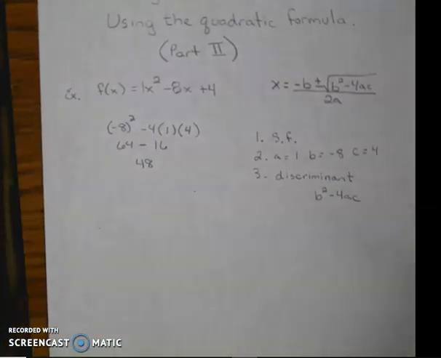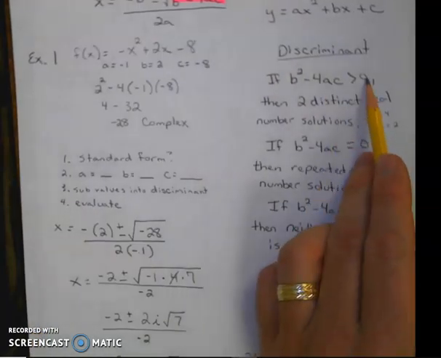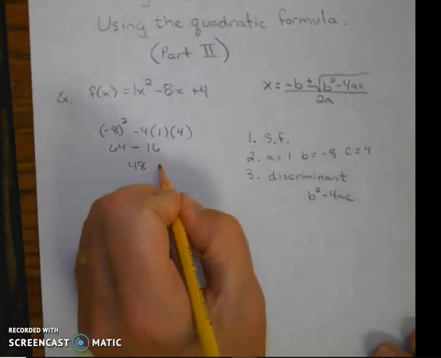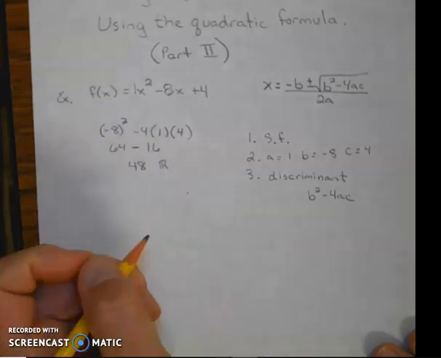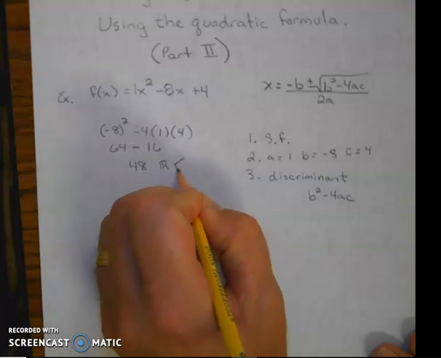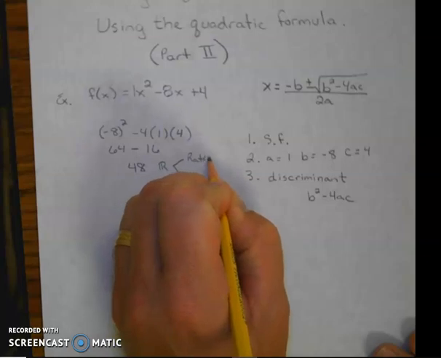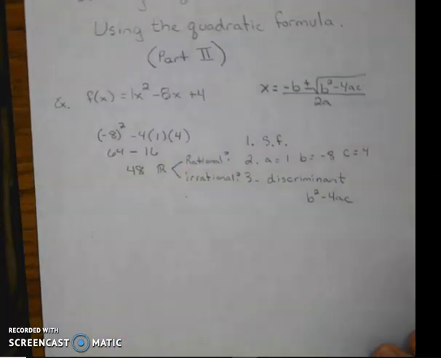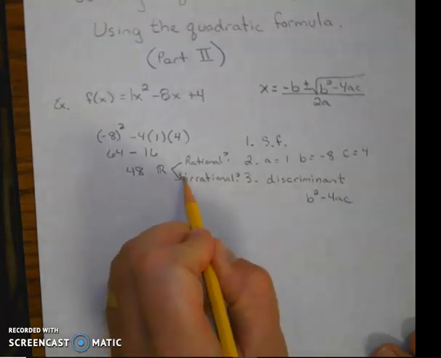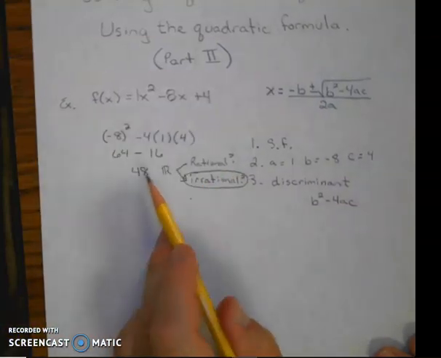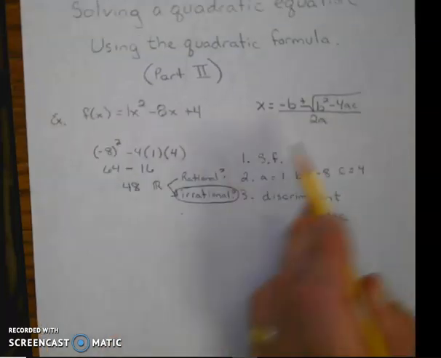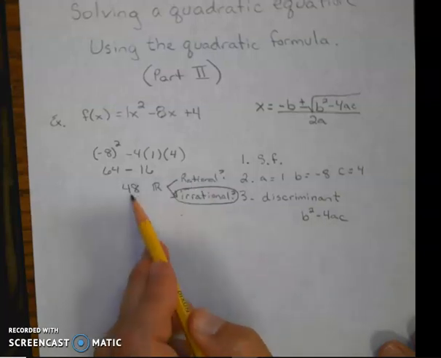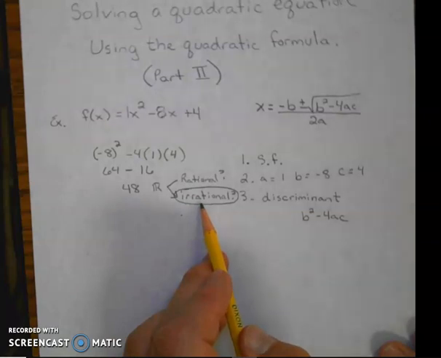Okay, so what does that tell us? Looking back at our rules, if the discriminant is greater than 0, we have two distinct real number solutions. So that means that we're going to have real solutions. It's going to be in the family of all real numbers. And so our two options that we've learned about are either rational or irrational. Well, this number is not a perfect square, so it's going to fall into this category here. Remember, only perfect squares, okay? Because we're going to be putting that in here and square rooting it. Only perfect squares are going to come out to be rational. 48 is not a perfect square, so it's going to be an irrational solution. So we're going to have two irrational solutions.